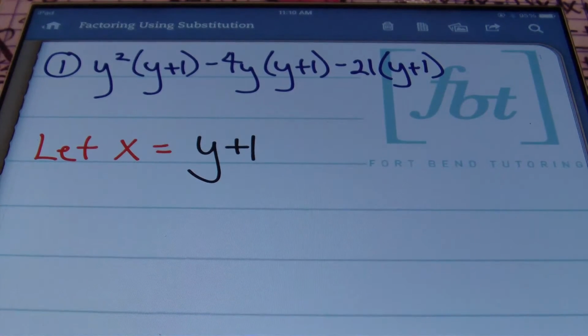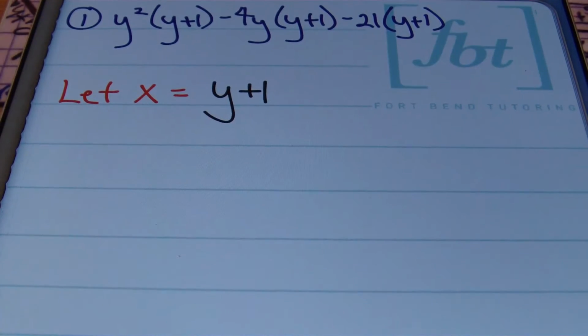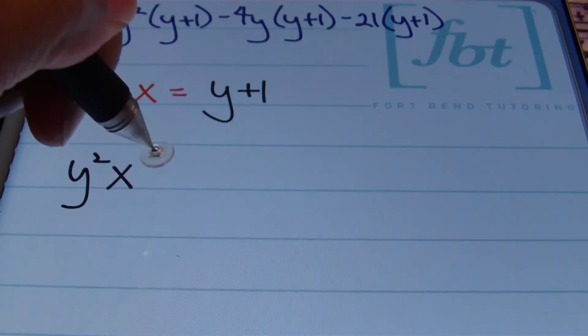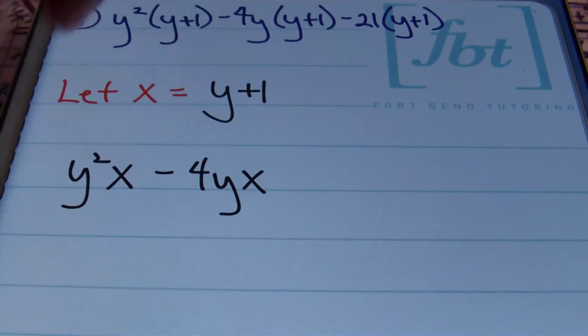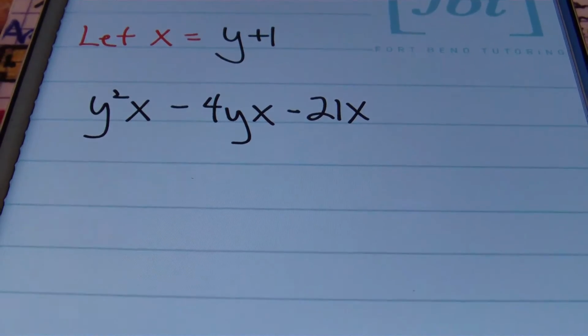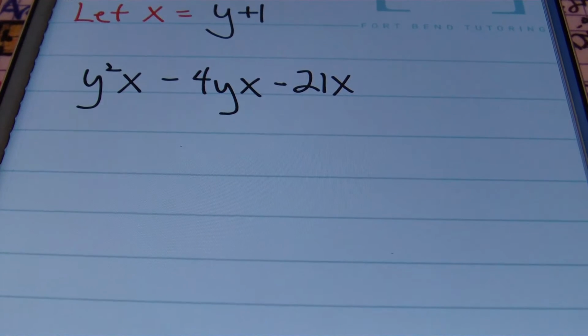All right, so that's the documentation that's necessary for your instructor and for yourself when you go back to look at your notes later on, that you're practically making this variable up, out of thin air, and you're assigning the value of y plus 1 to that variable. That being the case, you can now rewrite your expression as y squared x minus 4yx minus 21x. All right, this expression looks a lot easier than the expression that we started out with.